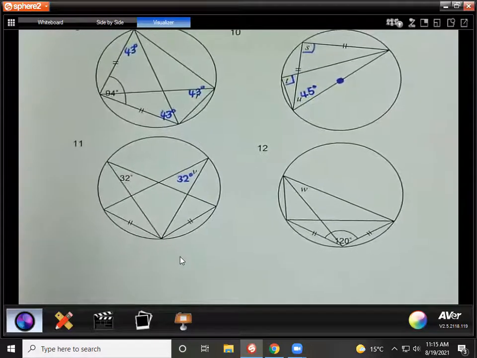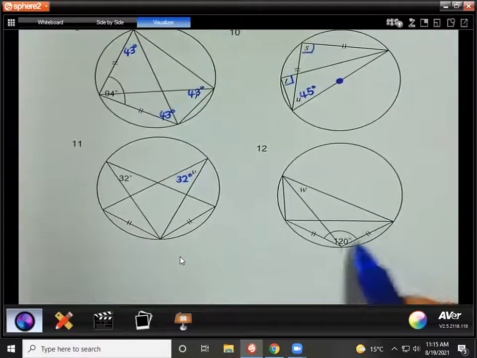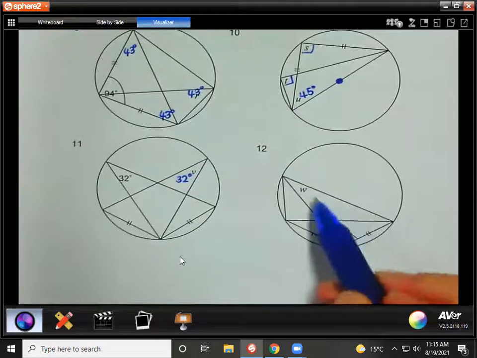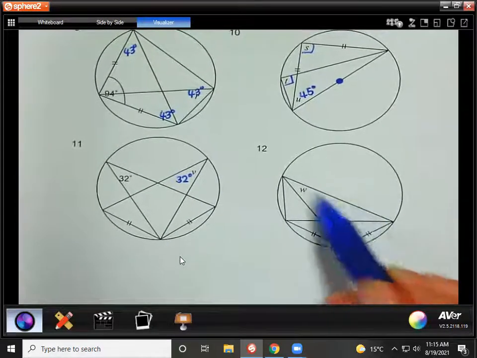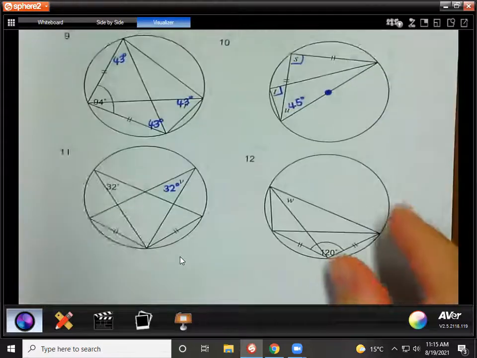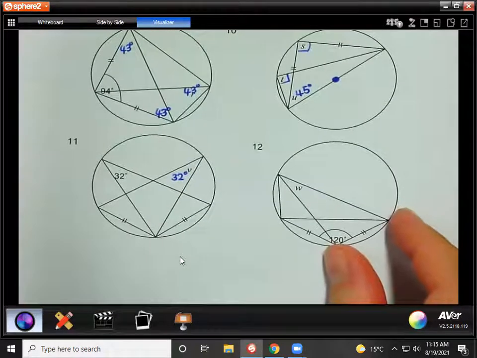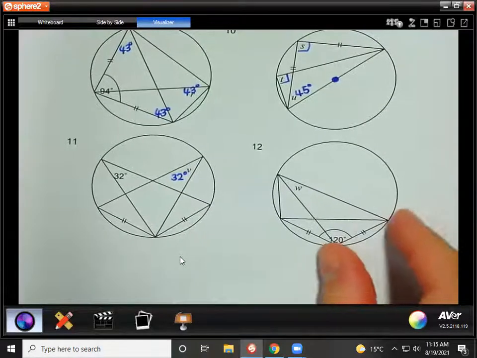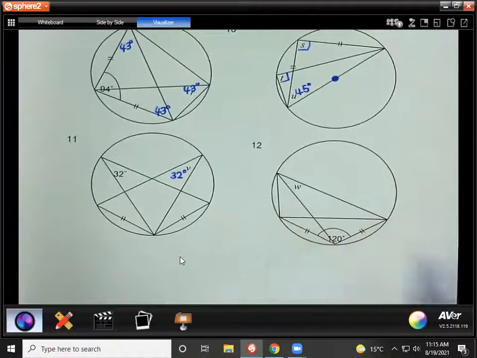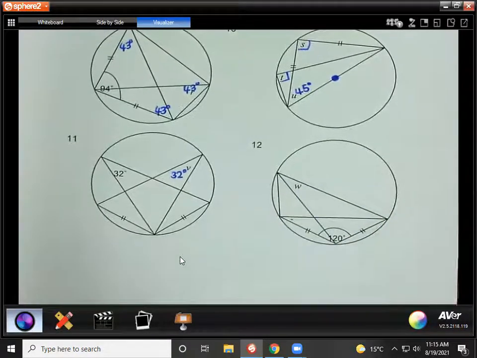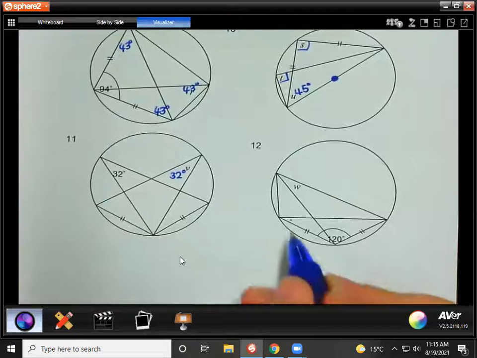Okay, last one. Sorry, guys. 120 degrees here. We need to find that angle, right? What are we going to need in order to find W? Do we see that W is subtended by this chord? Right? But this chord also subtends that angle over there. Right? So if we can find this angle, then W will be equal to that angle. Now, how can we find this one at the bottom here?